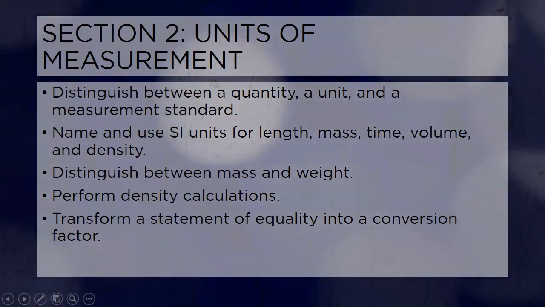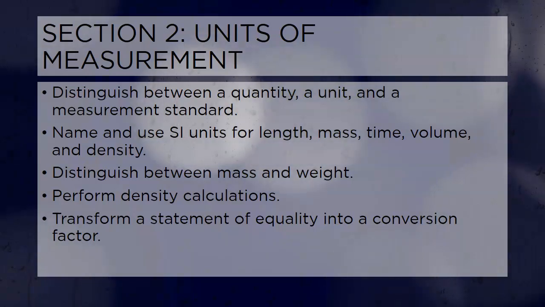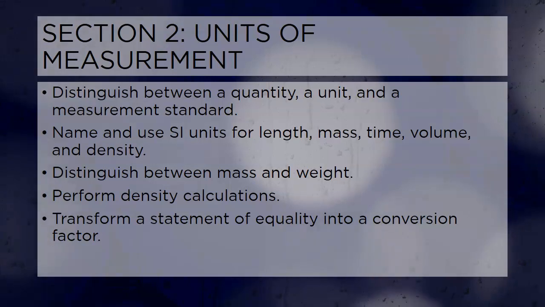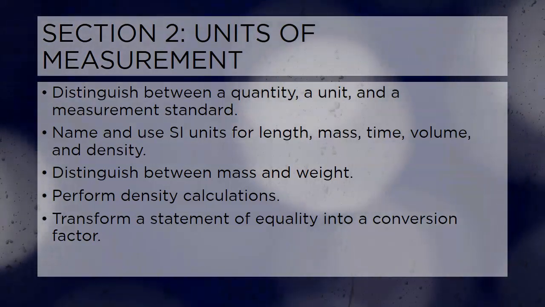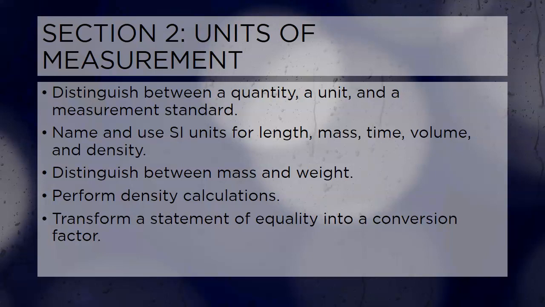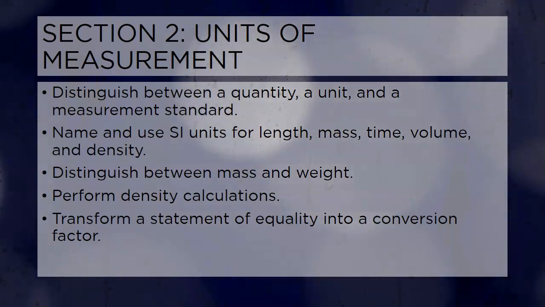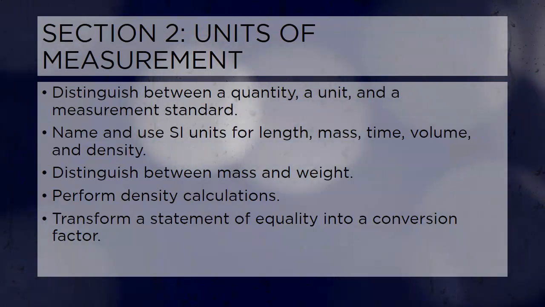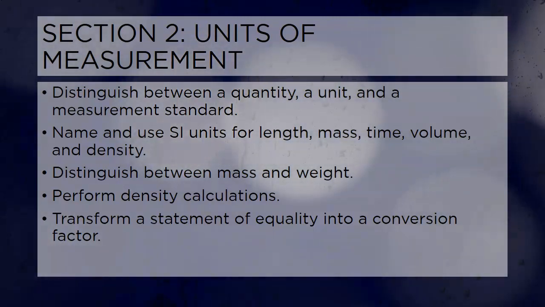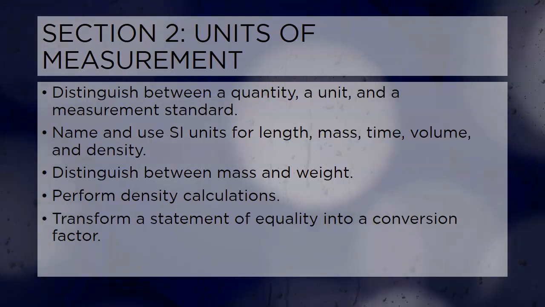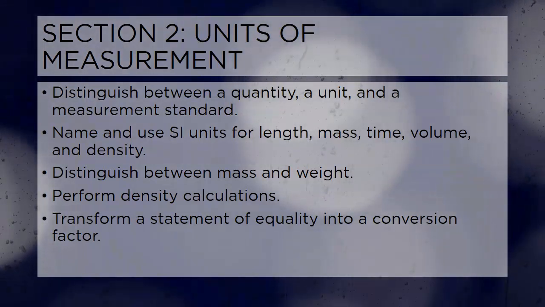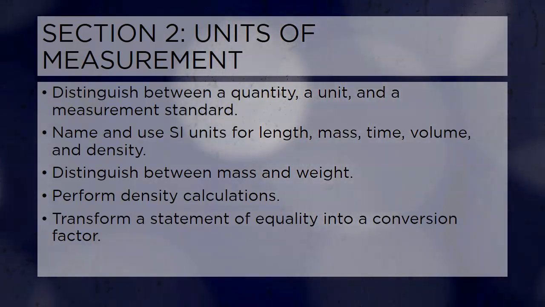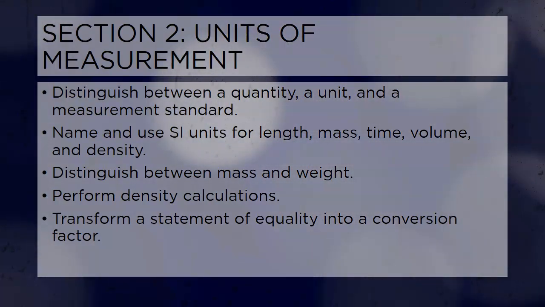So we're on section 2. We're going to be talking about units of measurement, define some different things involving quantities. We're going to look at SI units, which are the standard units, talk a little bit about mass and weight, and then at the end we'll do a density calculation. The last one we'll save for tomorrow, most likely, is transforming a statement of equality into a conversion factor.